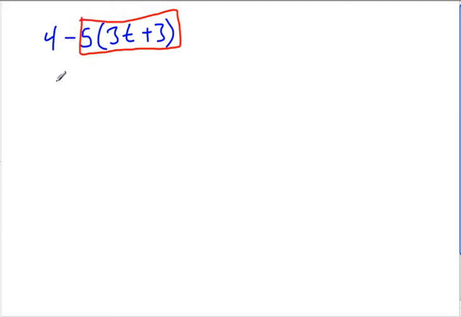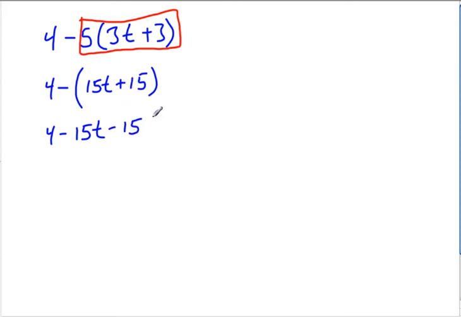If that's the way we do it, we have 4 minus and then a whole bunch of stuff. That stuff would be 5 times 3t, which would be 15t, and then this plus this, 5 times 3, which is 15. Now when we show that subtraction, we need to subtract, or take the opposite of, 15t and then subtract, or take the opposite of, 15. Then we combine the like terms, and the like terms would be this 4 and this minus 15, which becomes negative 11, and then this minus 15t is left there. Remember, you cannot combine these two things because they're not like terms.